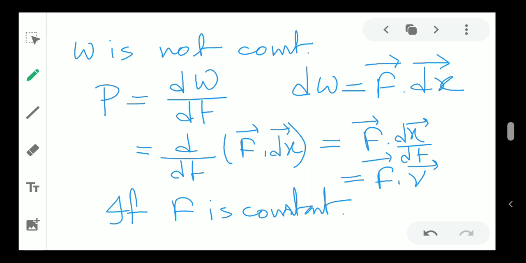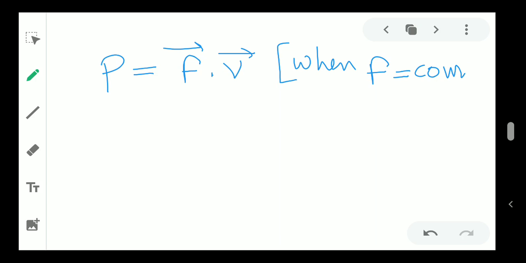Though P is a scalar quantity because it is merely a value, we can now write our formula that P equals F dot v also, provided F is constant, the F value is not changing. Other way, generally P is equal to W by t. Once you get the answer for W, you just divide it by the time taken for that transfer of the energy, and you can get the power easily.